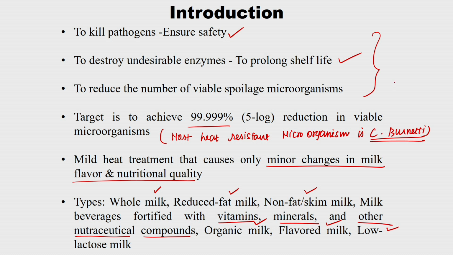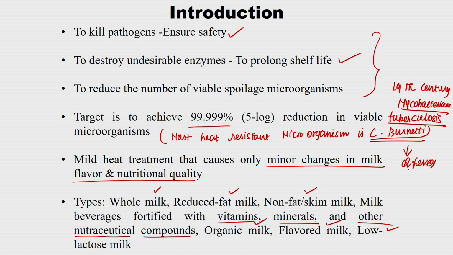So that was around the 19th century. At that time Mycobacterium tuberculosis was the most heat resistant bacterium, which causes tuberculosis. To kill this pathogenic organism, pasteurization was first applied. Then after that they realized the most heat resistant microorganism is Coxiella burnetii, which causes Q fever.